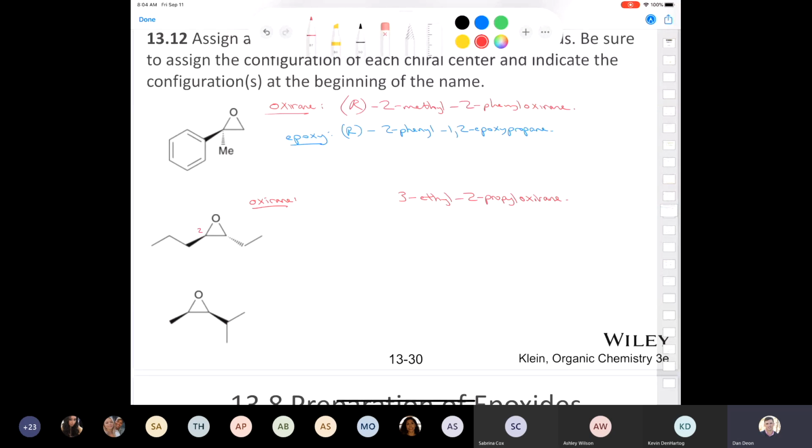And if we start with that, of course, the oxygen is going to be highest priority. We're also having our hydrogen in the back, which is always nice. This carbon is going to be second highest priority, and the propyl will be third highest priority. So when we go from 1 to 2 to 3, like that, you can see that that is clockwise. And so this compound must be 2R. So it's 2R. And now all we have to do is figure out the stereochemistry at carbon number 3.